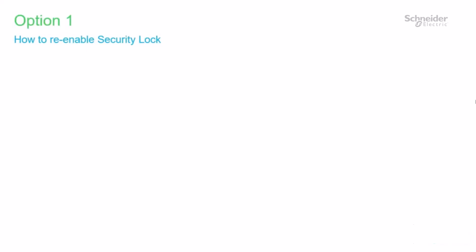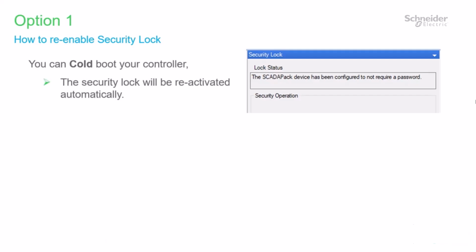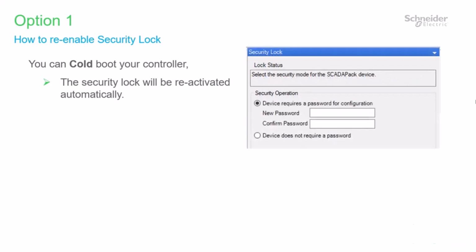So how would I re-enable security lock in the future? If I select the security lock command in Telepace Studio, I'm reminded that the device has been configured to not require a password. Well, we've mentioned already that a cold boot or a service boot will reinitialize security locking. So I can cold boot the controller, and security lock is reactivated automatically. This is what I would receive selecting the security lock dialog after the cold boot. This is similar to what we saw before, so instead of selecting the device does not require a password, we can select the other option.